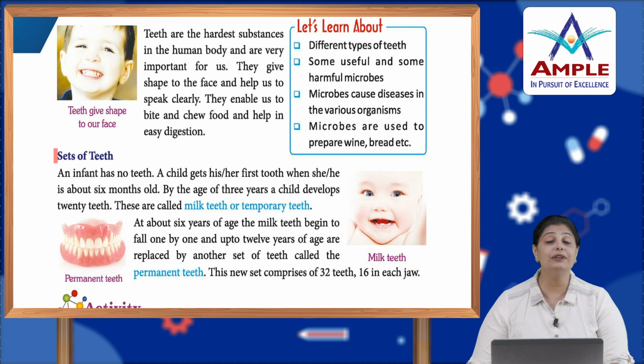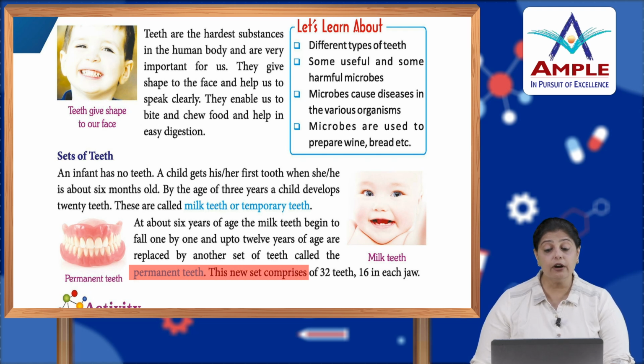Now let's talk about the different sets of teeth that we have. If you look at yourself in the mirror, you will see that your teeth are all of different shapes. An infant has no teeth. A child gets his or her first tooth when she or he is about 6 months old. By the age of 3 years, a child develops 20 teeth. These are called milk teeth or temporary teeth. At about 6 years of age, the milk teeth begin to fall one by one, and up to 12 years of age are replaced by another set of teeth which are called the permanent teeth. This new set comprises 32 teeth, 16 in each jaw.